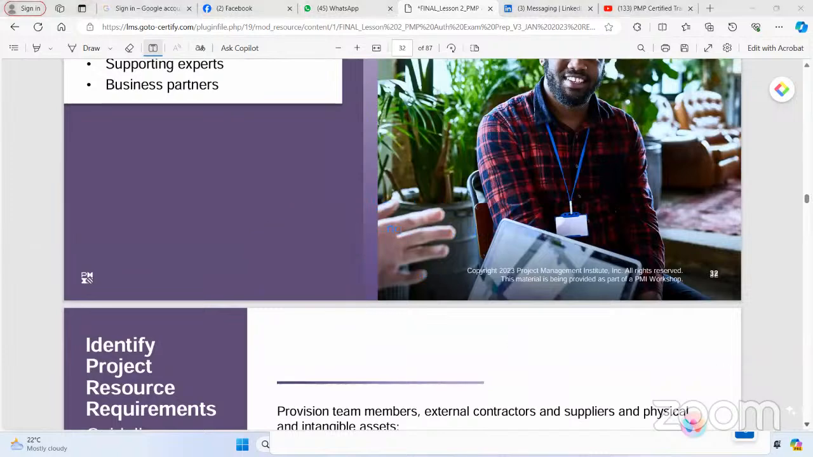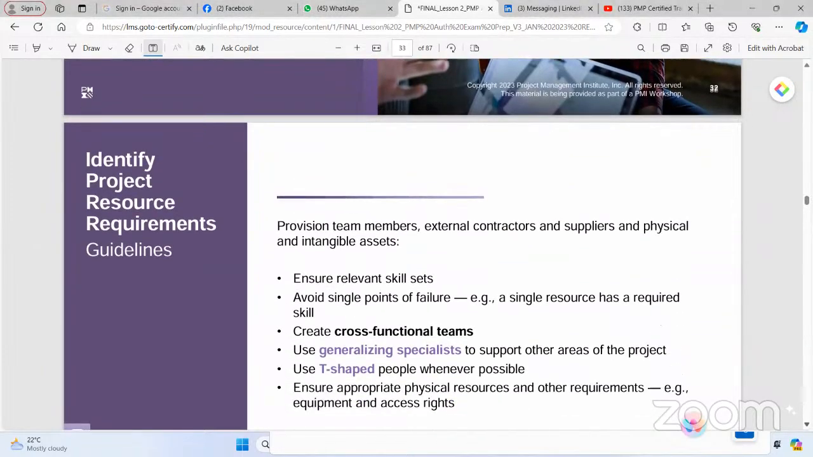Now we are moving towards resources, and we talked about resources that they are self-organized. We said that they are cross-functional. We talked about the generalizing specialist as well in the previous slide. I said that they have been into various job roles before, so they know more than one skill set. They have multiple skill sets.